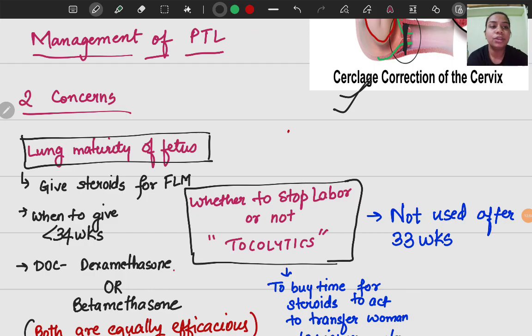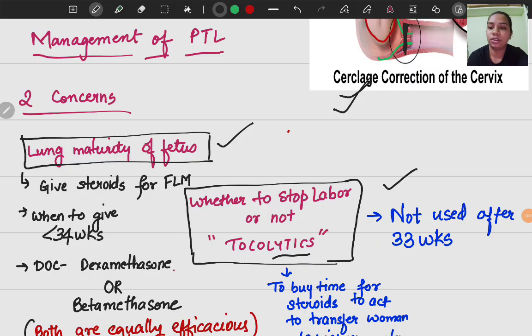Then what we will see, the management of the preterm labor. In management of preterm labor, we are having two concerns, that is lung maturity of the fetus and when to stop labor, whether to stop labor or not. How do we stop labor? With tocolytics. We have to stop the contractions, that is the use of tocolytics.